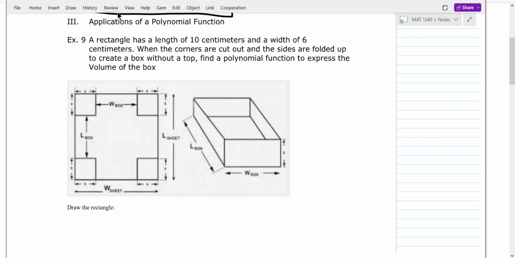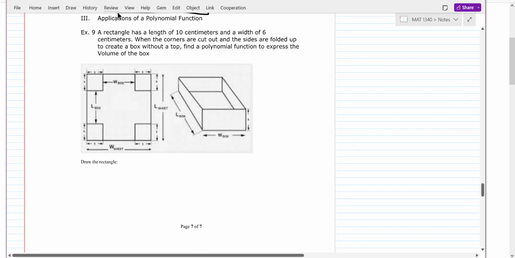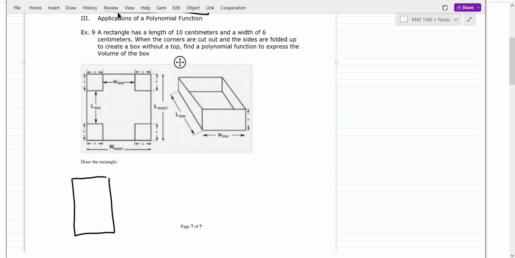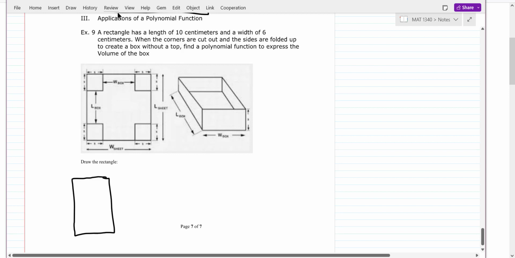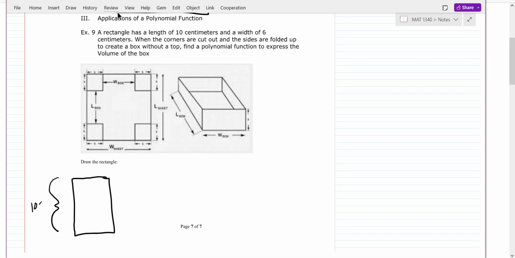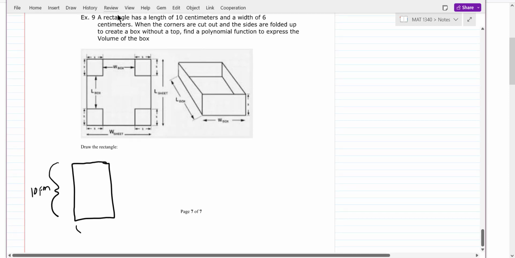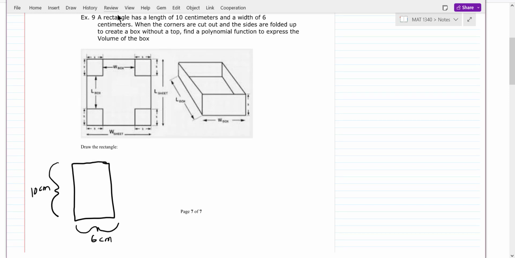So what this problem is saying is you have a rectangle, and the length is 10 centimeters and the width is 6. So to begin with, I want you to just draw a rectangle. Okay, just kind of draw a rectangle like this, and then we're going to label these sides like this. One of the sides is going to be 10 centimeters. That's going to be the length. And then that width, I'll use this as the width. Just label that as 6 centimeters, okay?